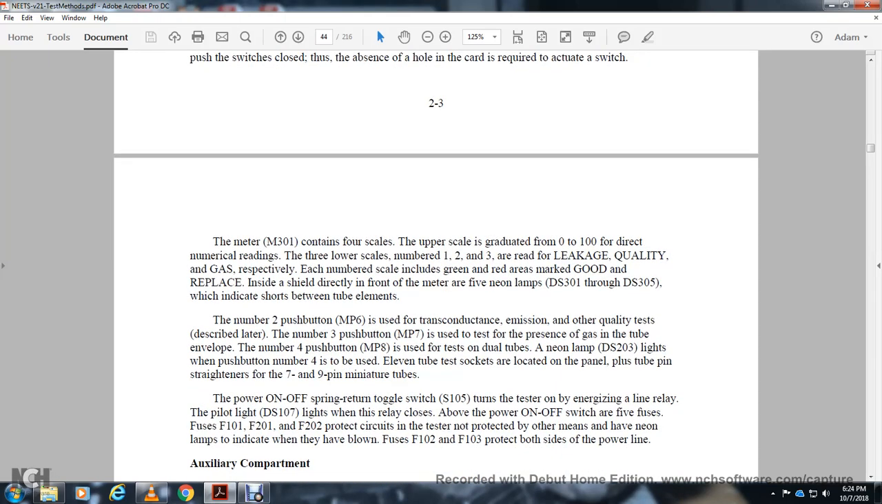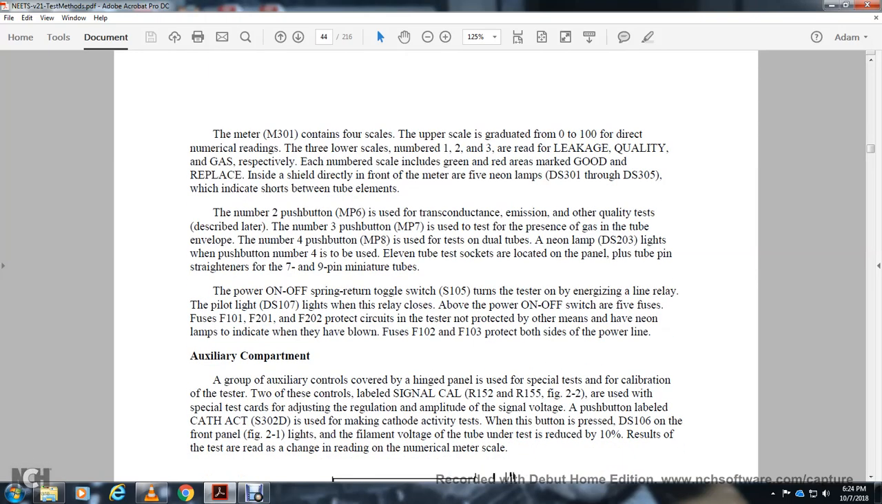The number 2 push button, MP6, is used for the transconductance and other quality tests, described later. The number 3 push button, MP7, is used for the test for the presence of gas. The number 4 push button, MP8, is used for the test for the dual tube, with neon lamp S203 lighting. For push button number 4, the UV measurement is to be used. The tube sockets are located on the panel, with the tube pin for the 9 pin miniature tubes.